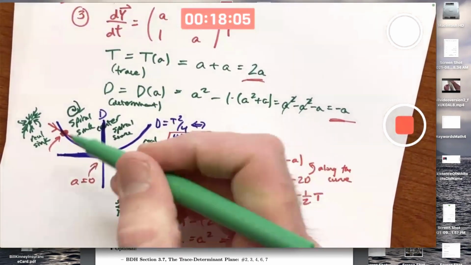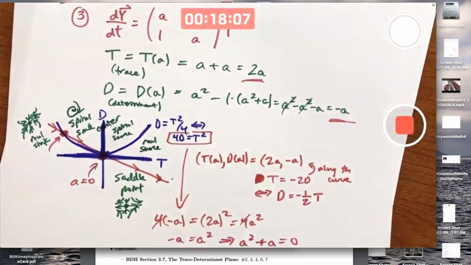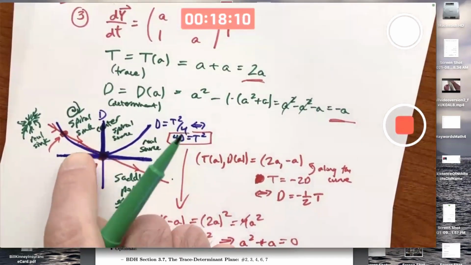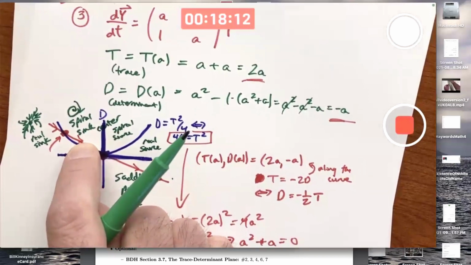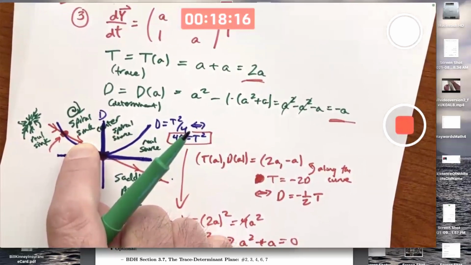Along the repeated root parabola, when T is negative, you do get a sink still, which should make sense. And since it's a repeated root, probably you got one straight line solution. You got one eigenvector. You don't have two linearly independent eigenvectors. The matrix would not be diagonalizable, most likely.